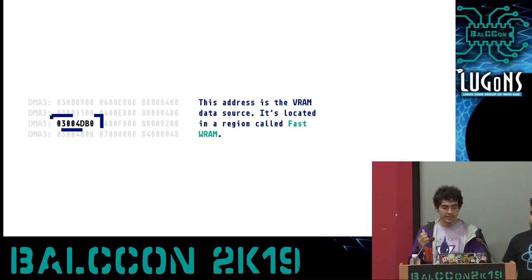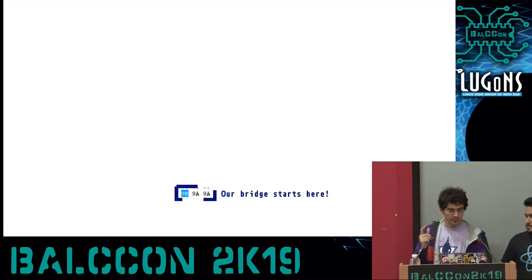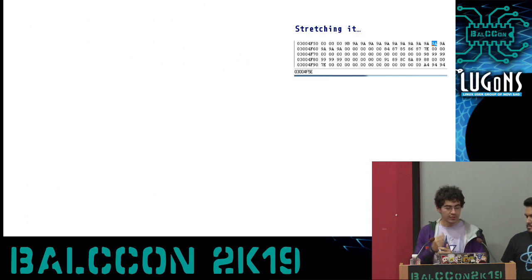So GBA replaces the video RAM with the data starting from this byte, which is located in a region called fast work RAM, this larger one. So instead of changing the byte at the video RAM, we need to change the bridge byte at the fast work RAM. Let's go to the address. And our bridge starts here. Nice. So let's switch it.